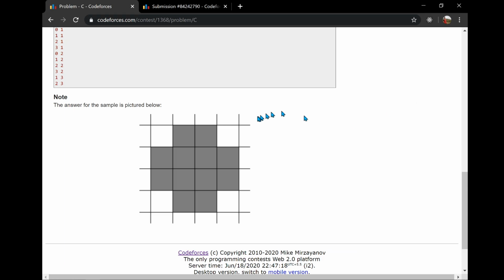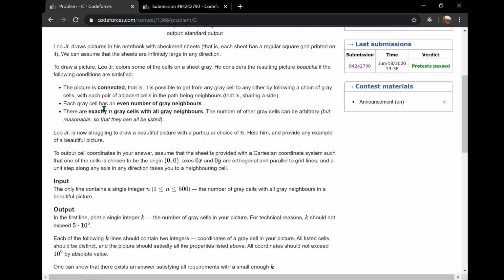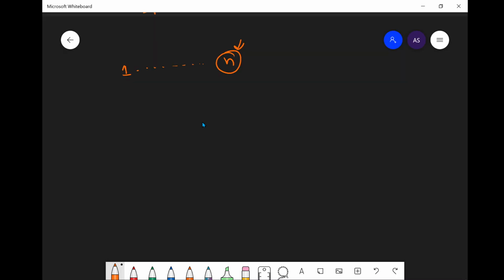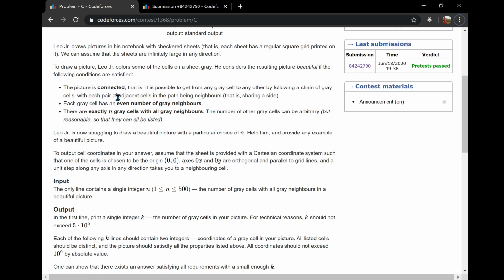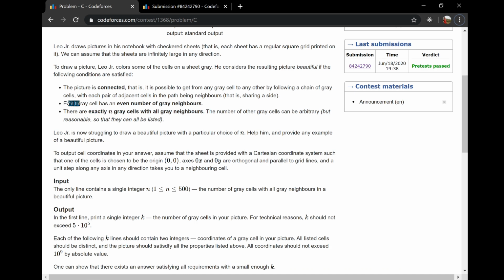So basically, if we look at the conditions, let's say n is 1, so we have to meet all these conditions. We will start from the last condition: there are exactly n gray cells with all neighbors gray. In our case n equals 1. So there would be some cell here whose all neighbors would be gray. That means this sort of structure would always be in our solution. But is this valid? According to the second point, each gray cell has an even number of gray neighbors.